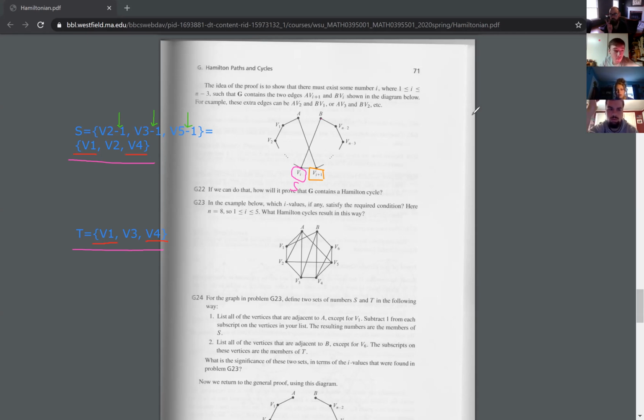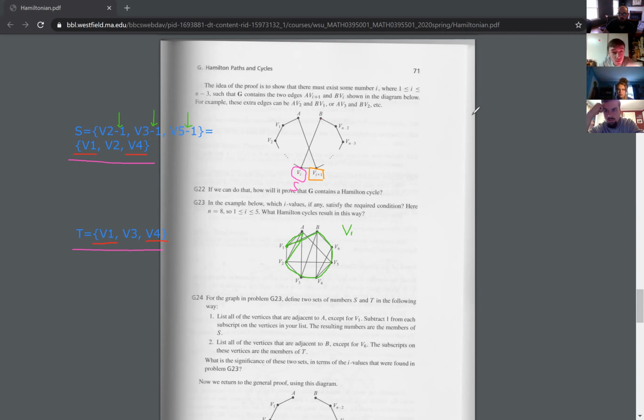And those are precisely the two things you need to be this candidate here, this VI. So what it's telling you is you actually have two options here. You could have I be V1, which means we'll start at A and go out to the next one, follow our Hamiltonian path around to B, come back to V1 and then finish it off. So that is one Hamiltonian path where you chose V1.